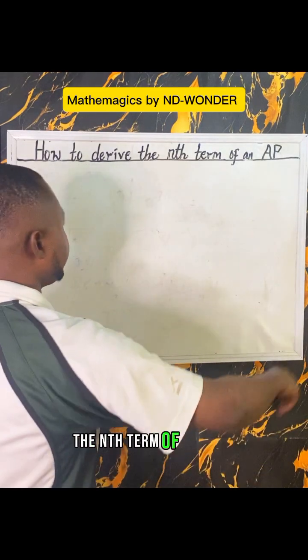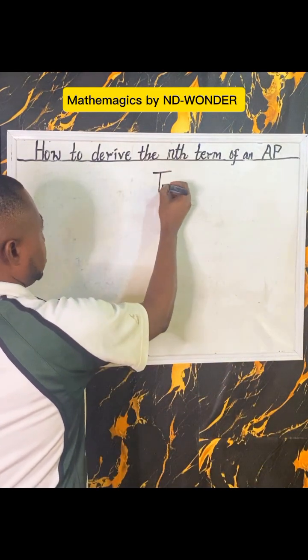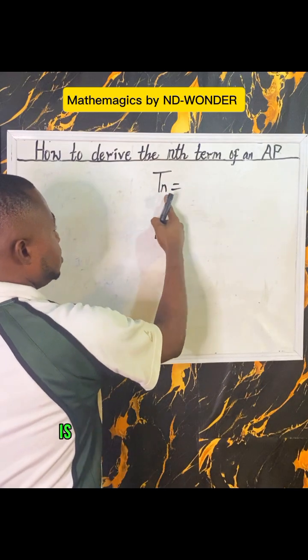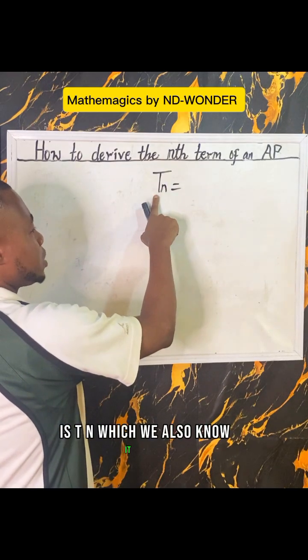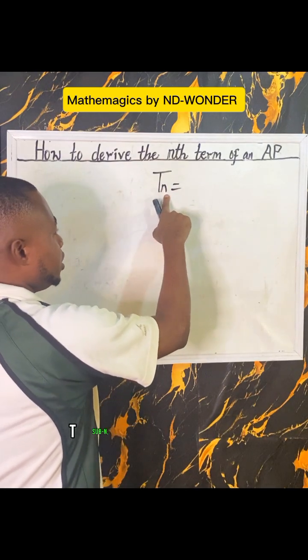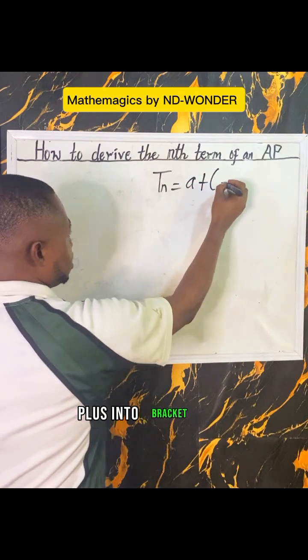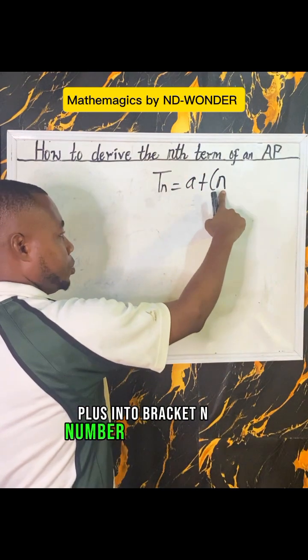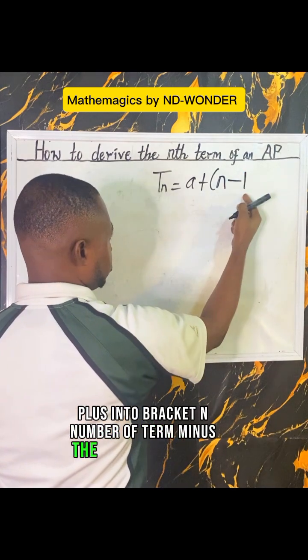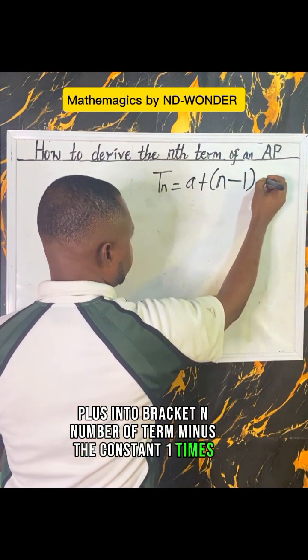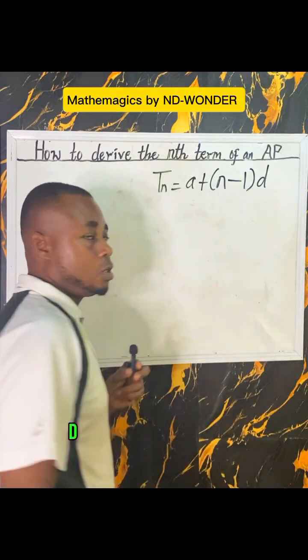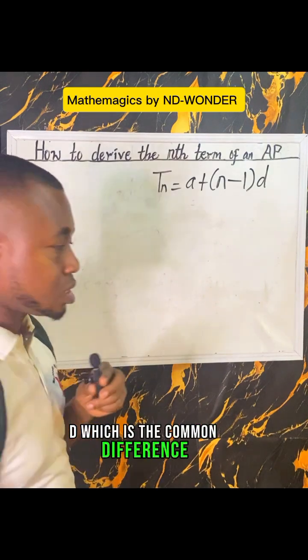The end term of an AP is Tn, which we also know as T sub n, equals A, which is the first term, plus into bracket n, the number of terms, minus the constant 1, times D, which is the common difference.